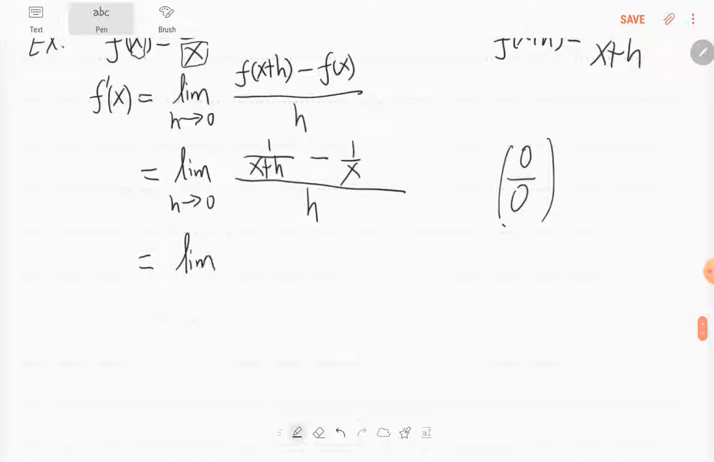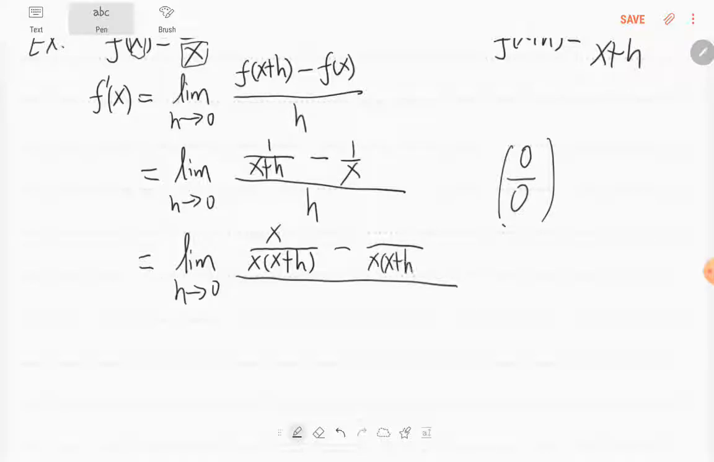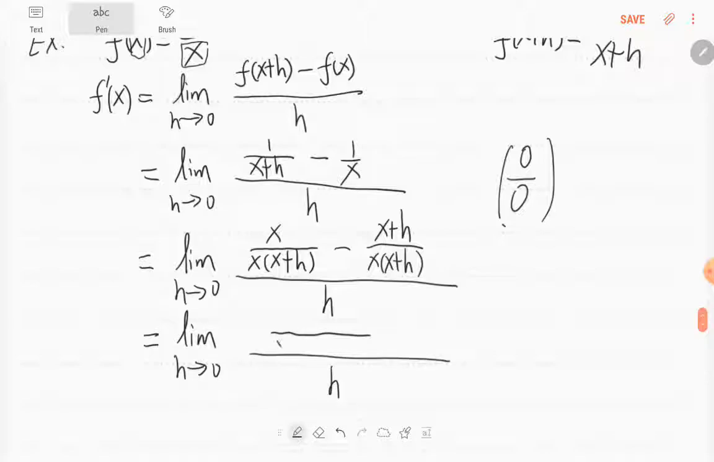Right, so let's combine the numerator. The common denominator for the numerator is x times x plus h, right? So the numerator for the first fraction is x minus the second one, which is x plus h, over the same denominator. So we do the subtraction over h. This would be x minus the whole thing, x plus h, so we use the parentheses.